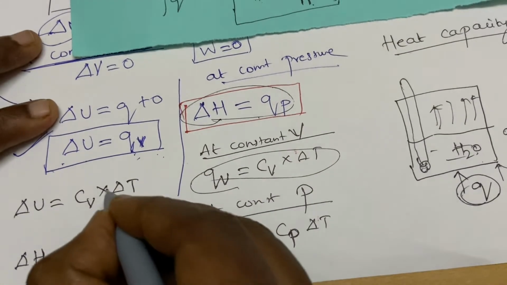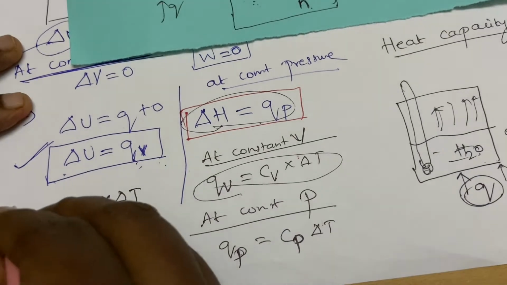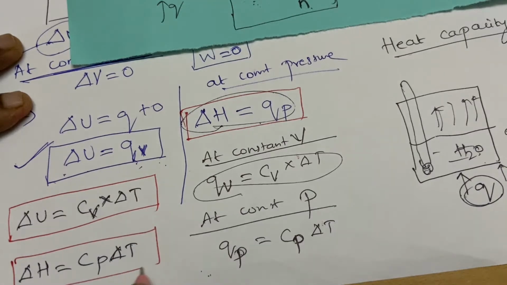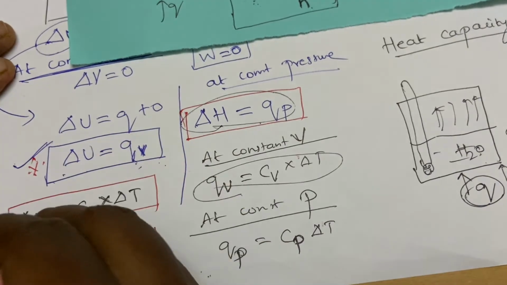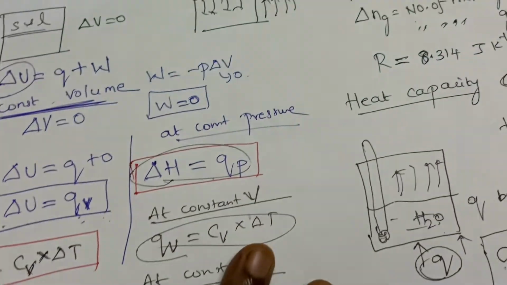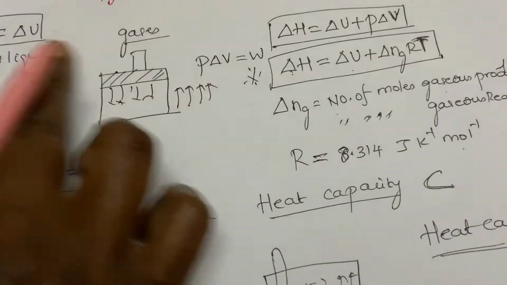Sometimes I am writing this multiplication symbol and sometimes I am not. That doesn't make any difference. Students, please don't confuse yourself. So these are the important formulas that you have to know to solve the numericals in today's session. Please take a note of it.